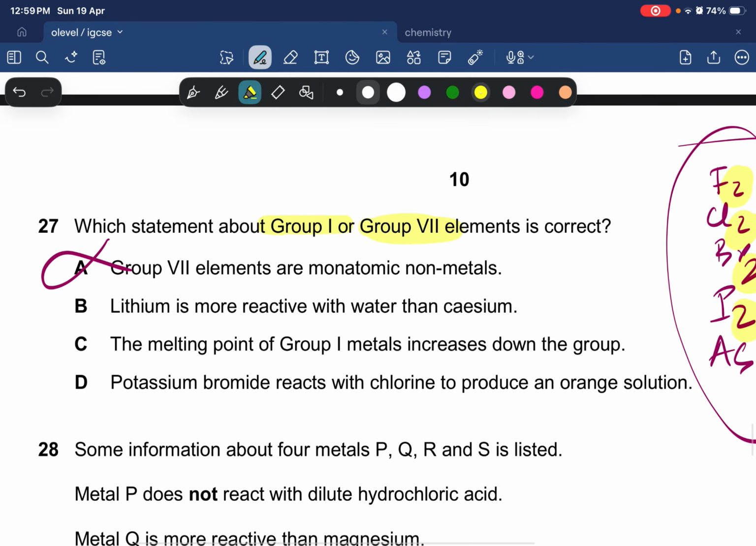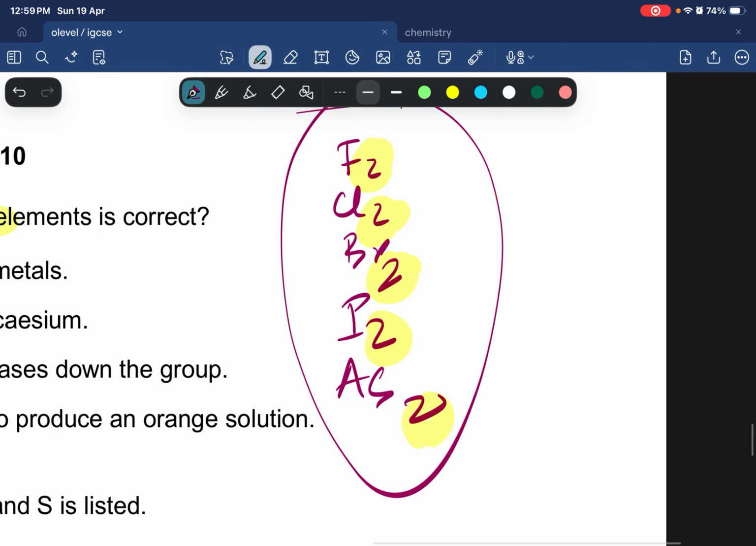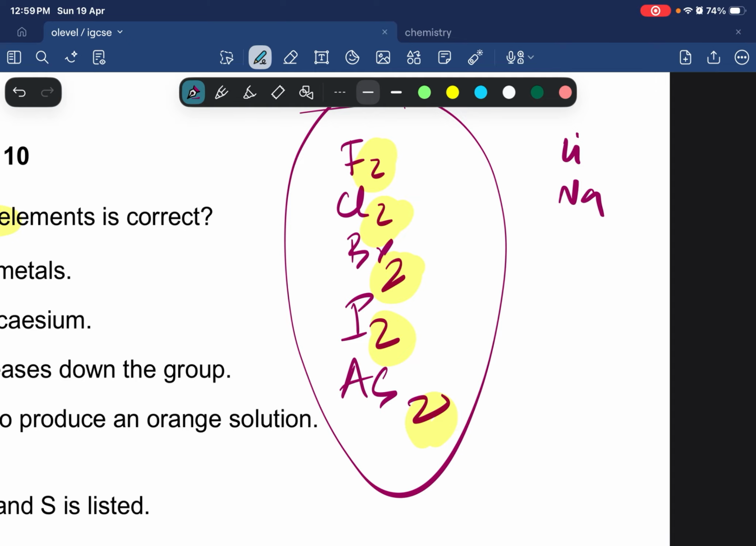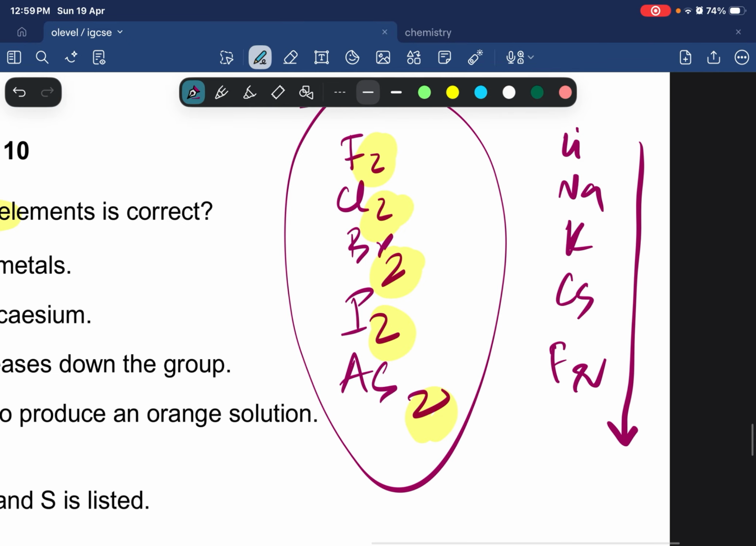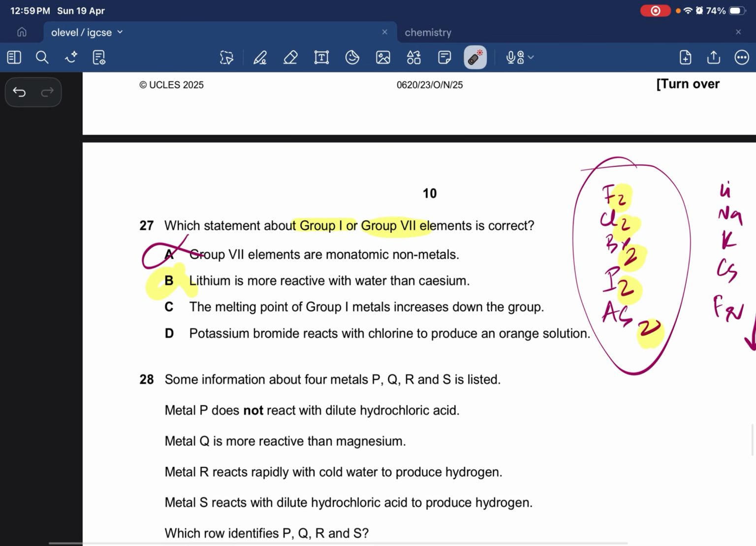Lithium is more reactive in water than cesium. No, down the group, look. Lithium, sodium, potassium, cesium, francium. Down the group, the reactivity increases. So, cesium is going to be more reactive than lithium. And why? Because cesium has a bigger size. If it has a bigger size, it can lose electrons more readily.